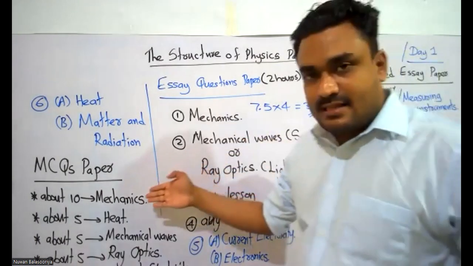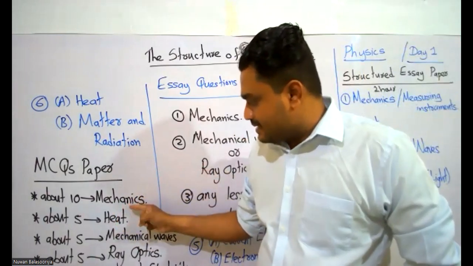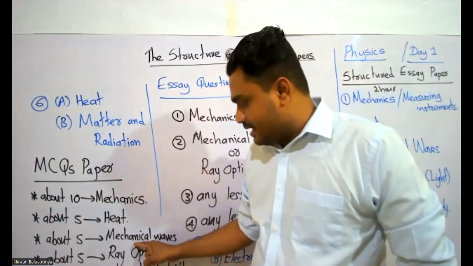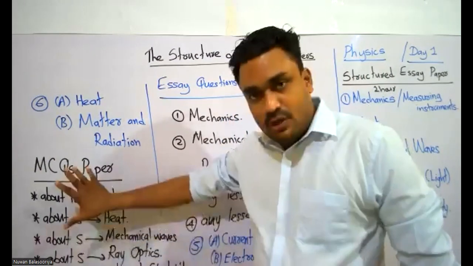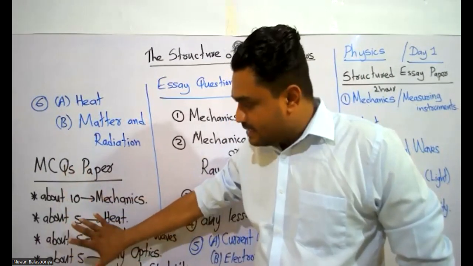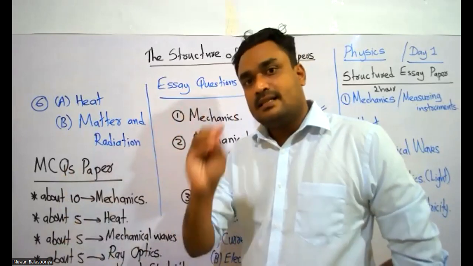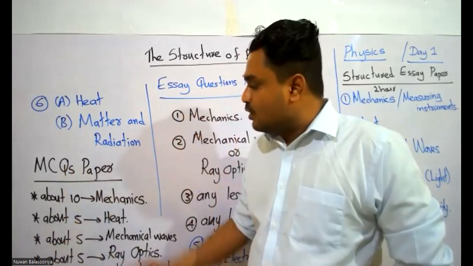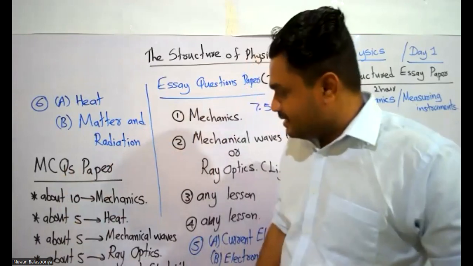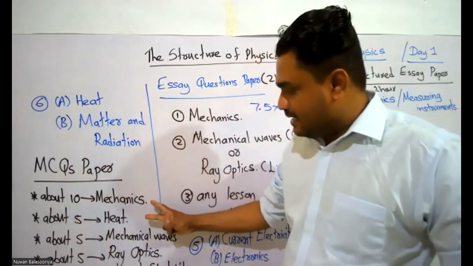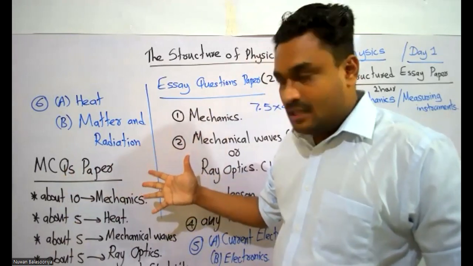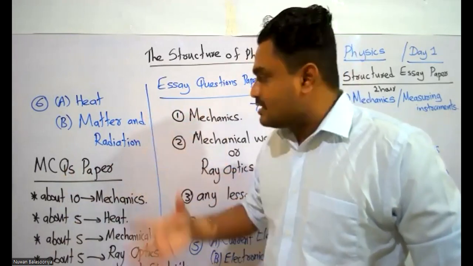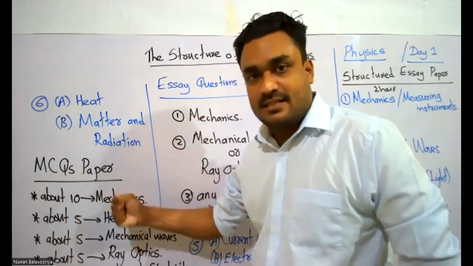So, what are these lessons here? Mechanics, heat, mechanical waves, ray optics, current electricity. I'll give you the time to write. Just listen to me. Let's imagine that there is a student. He has learned only these lessons. How many lessons here? Mechanics, heat, mechanical waves, ray optics, current electricity. There are 11 lessons in the syllabus. A student has only learned these 5 lessons.